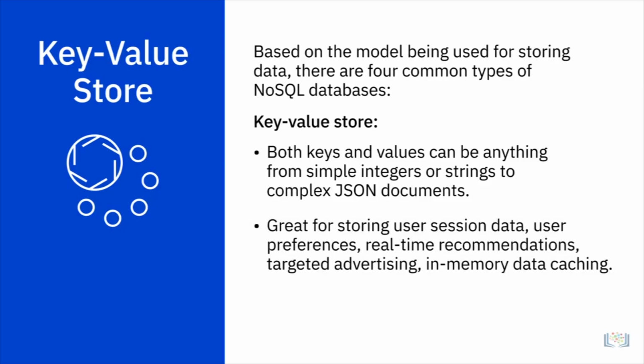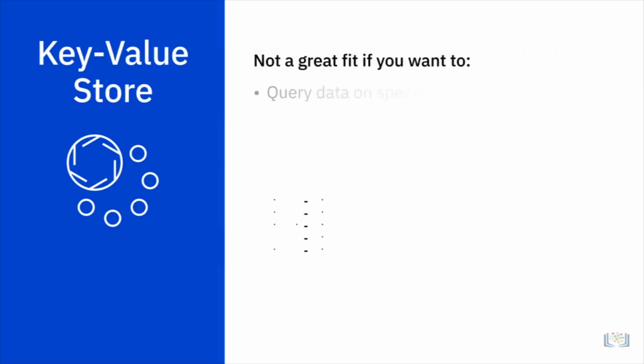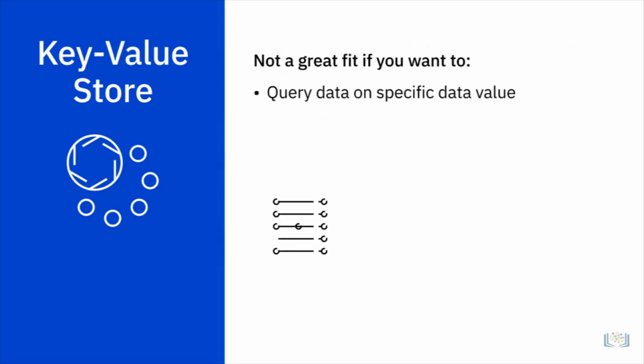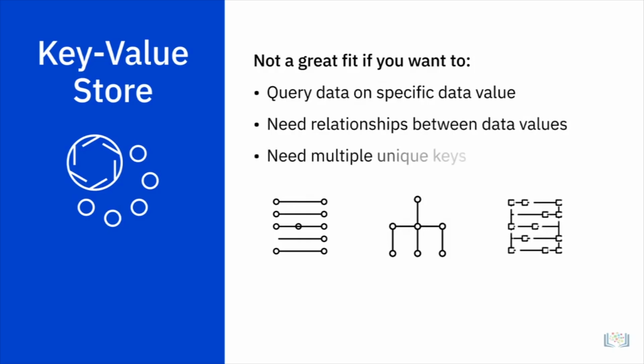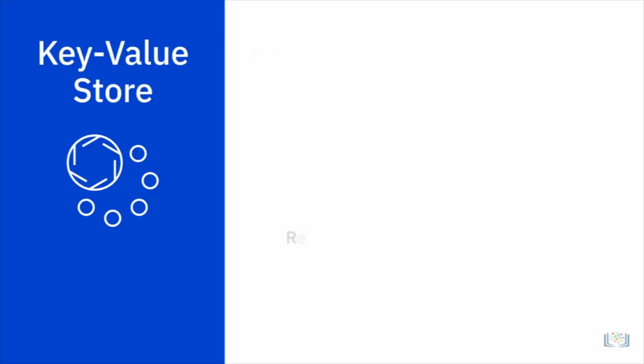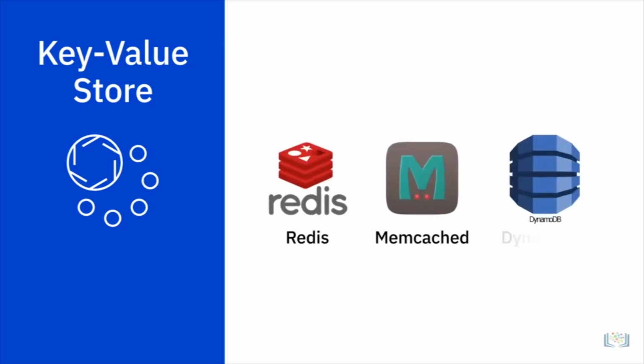However, if you want to be able to query the data on specific data value, need relationships between data values, or need to have multiple unique keys, a key-value store may not be the best fit. Redis, Memcached, and DynamoDB are some well-known examples in this category.